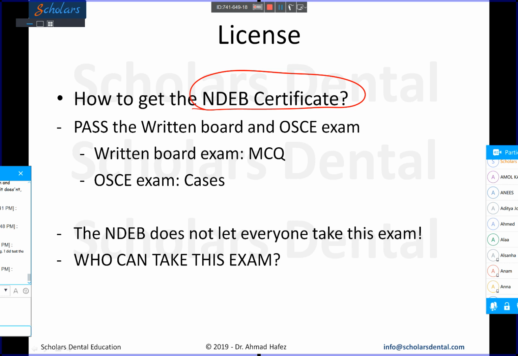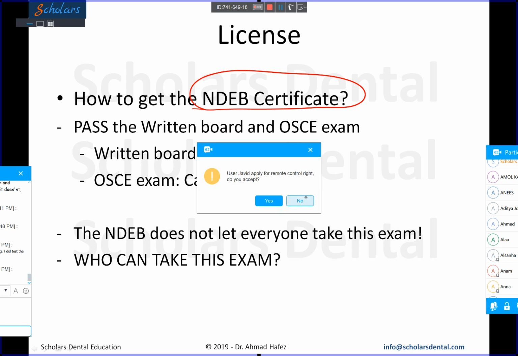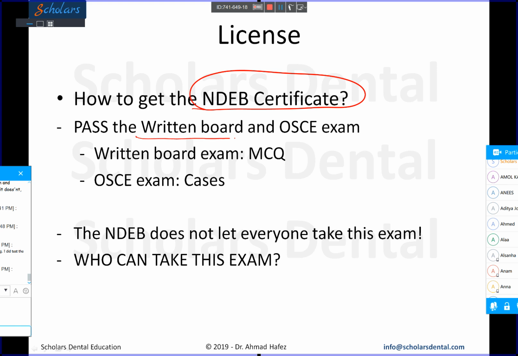So again, how to get the NDEB certificate. You have to pass the written board and the OSCE exam. That's all you really need to do, to be honest. You have to pass the written board exam, which is multiple choice questions, and pass the OSCE exam, which consists of cases that you'll have to solve.